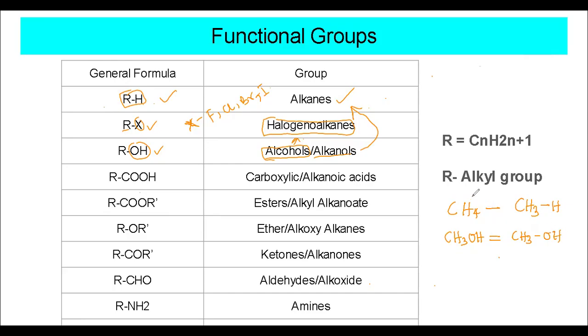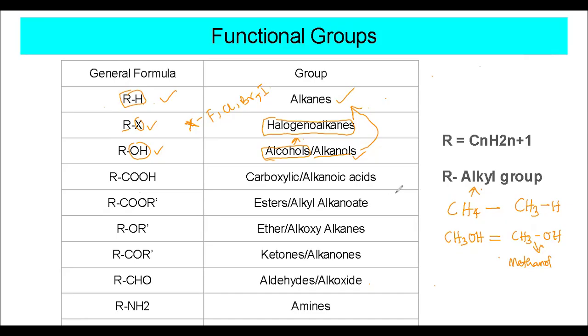So if this is methane, then what will be the name of this compound? Following the systematic name from the alkane, methane, just replace the E with OL. So this is going to be methanol. You are replacing the E of the alkane with just OL, then you have your alkanol. Okay, so that's just the way systematic name and specific name works.